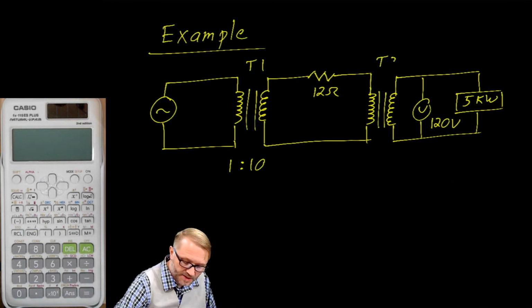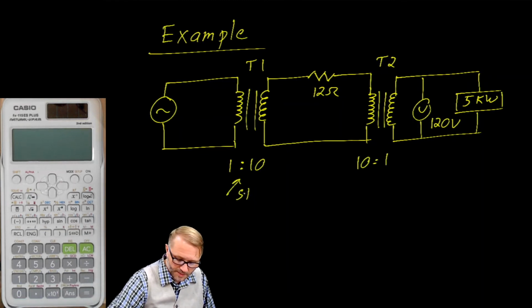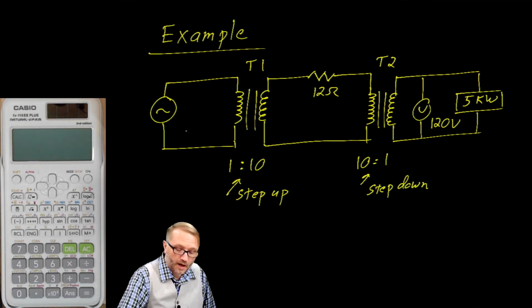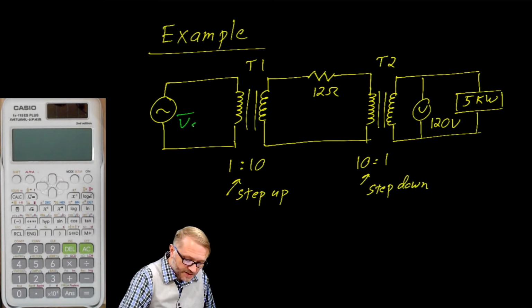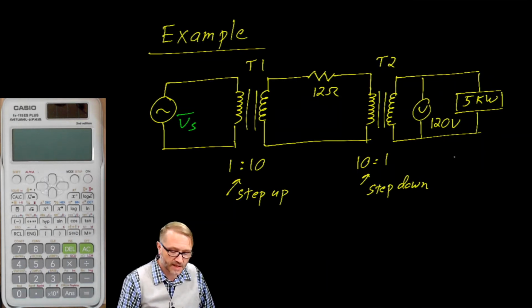Whereas transformer 2 will be a step down. It'll go 10 to 1. So we call this step up because we're stepping up the voltage. We call this step down because we're bringing the voltage down. Our objective is to find the source voltage. So we're going to work right to left as we do this.